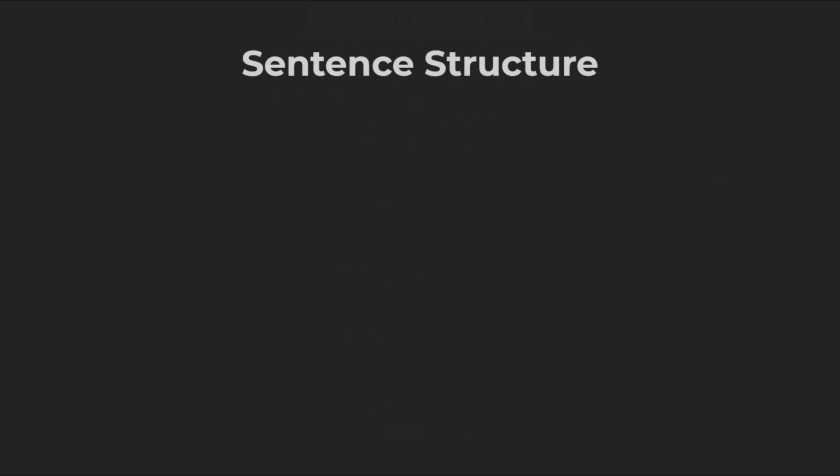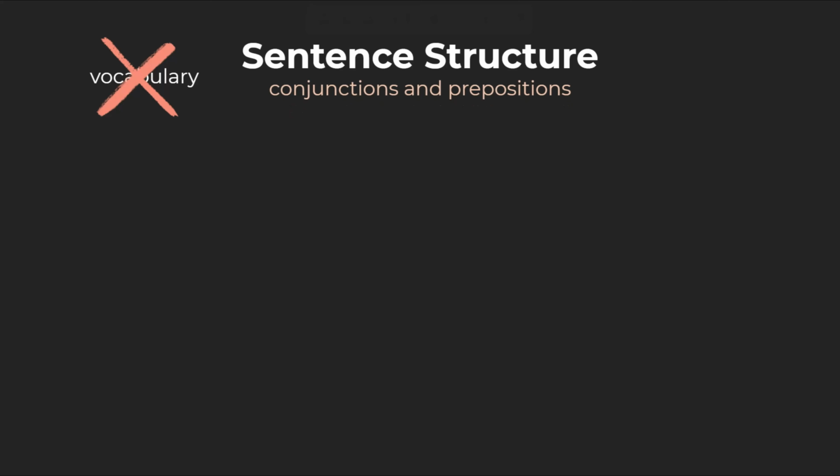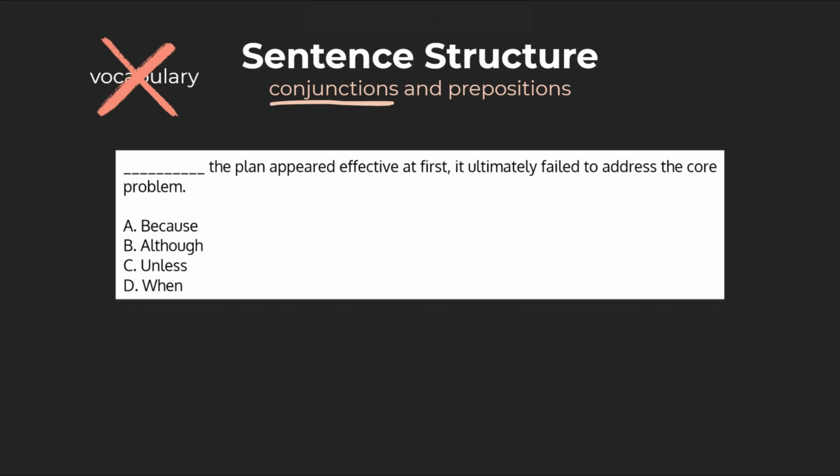Next, we have sentence structure challenges. Sometimes the difficulty isn't the vocabulary, it's the way the sentence is built. A longer sentence, or one with more than one clause, can quickly become confusing, especially when missing a word or two. Conjunctions and prepositions often tell you how ideas relate to each other, and they can help narrow down what the word in the blank is meant to convey. Let's take a look at an example with a conjunction.